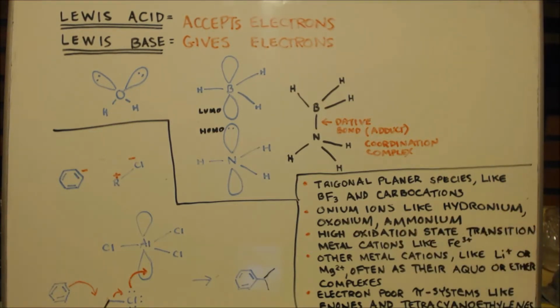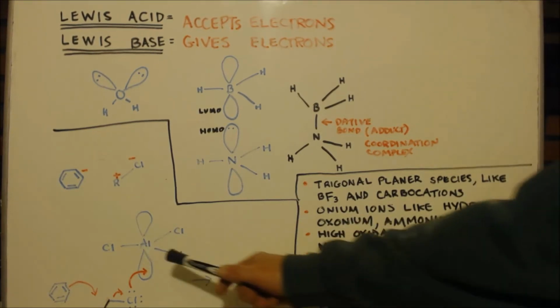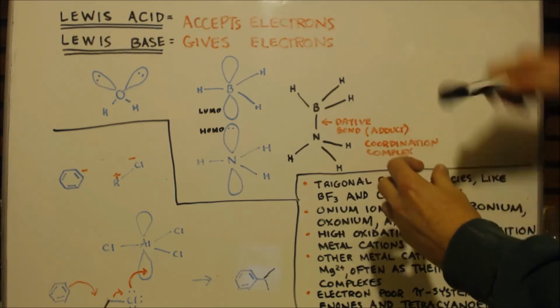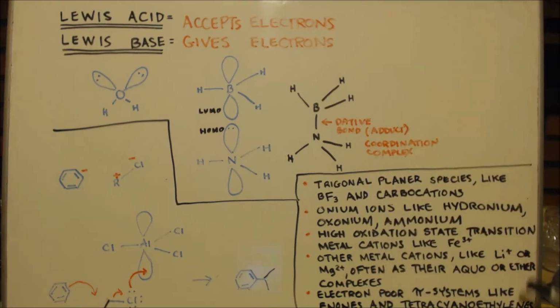See how the end says onium. High oxidation state transition metal cations, as we said, this can be iron 3+ chloride. You can see right there. Also, other metal cations like lithium or magnesium 2+, often as their aqua or ether complexes. And that just means that all the surrounding dative bonds, all the coordination, all the ligands are water. And in this case, it'd be all the ligands are ether in that coordination complex.